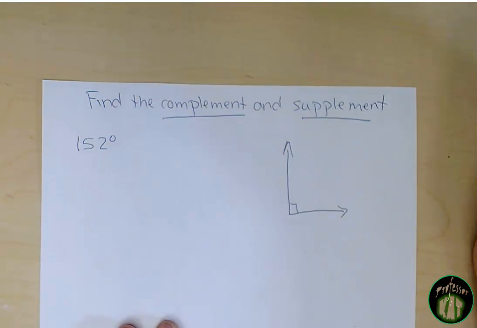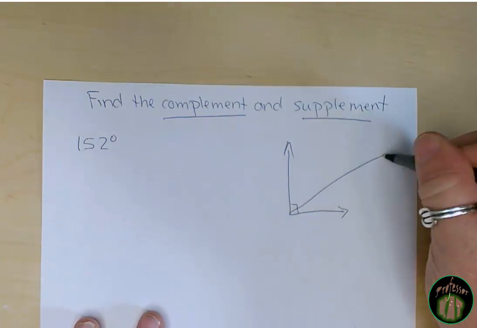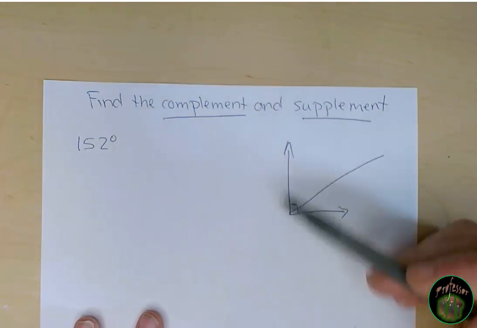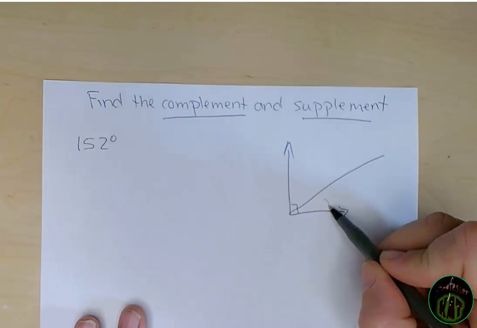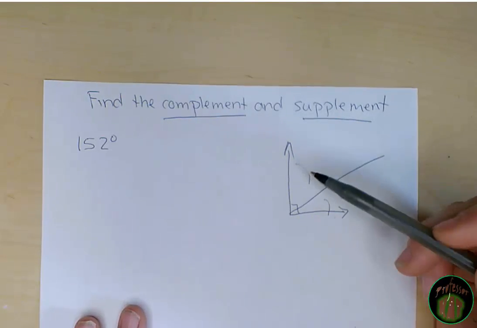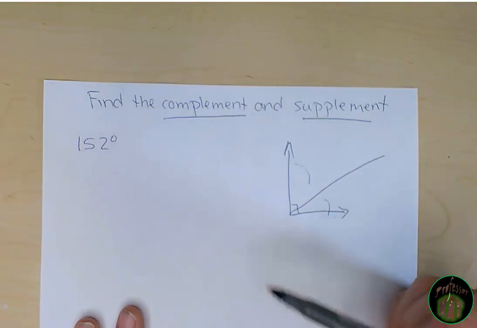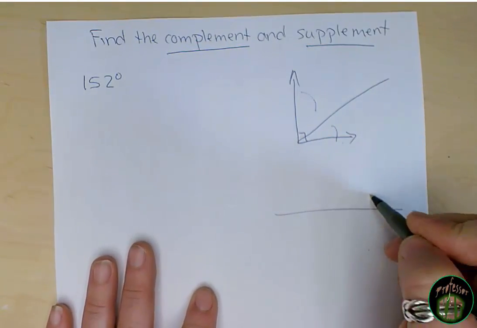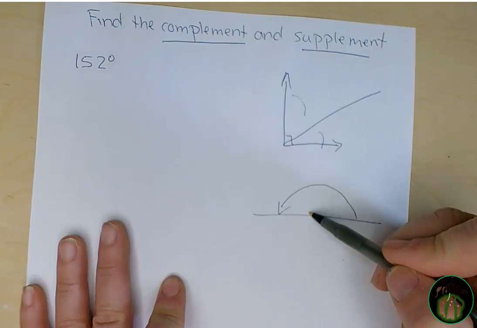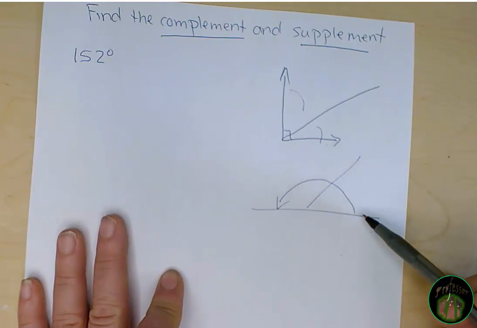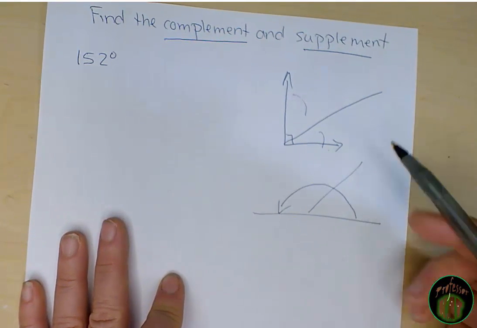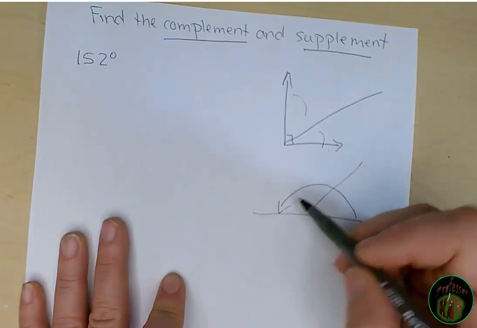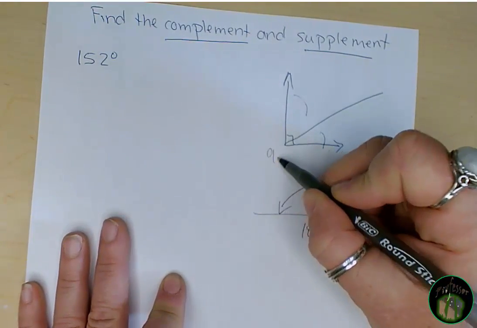All right, so if we're talking about two angles that are complements of each other, we're talking about two angles that add up to 90 degrees. So this angle here plus this angle here would be 90 degrees. Now that's for our complement. Now for supplement, you're talking about a supplementary angle, two angles that add up to 180 degrees.